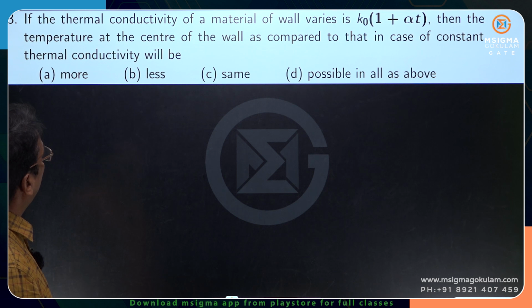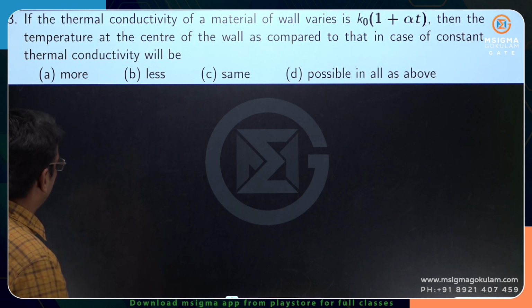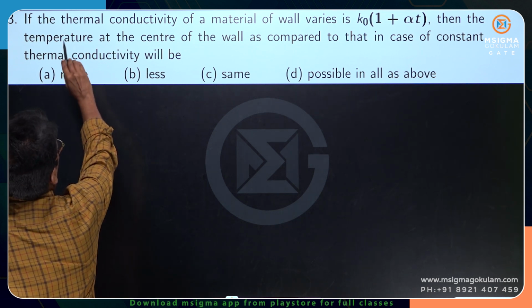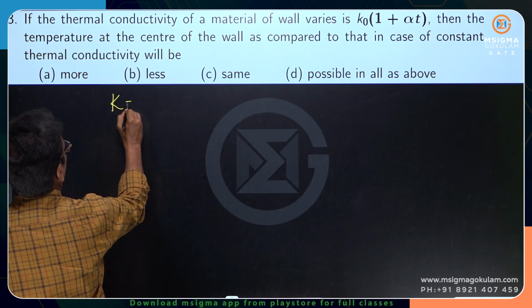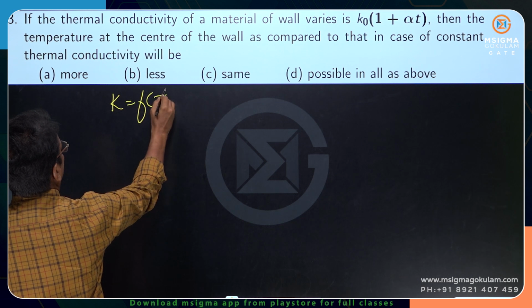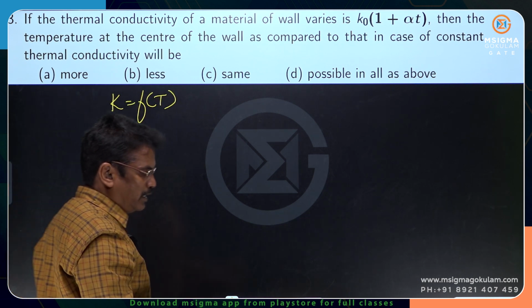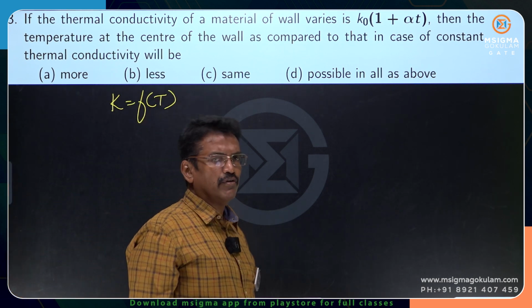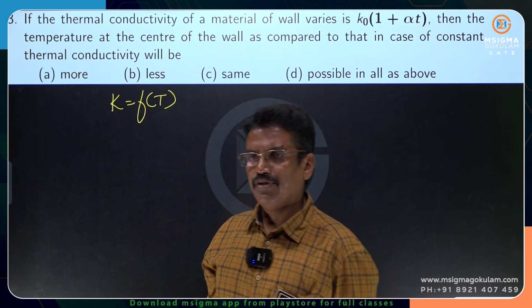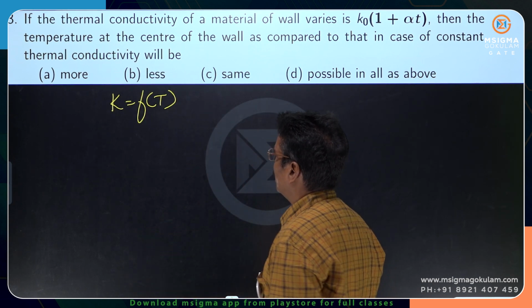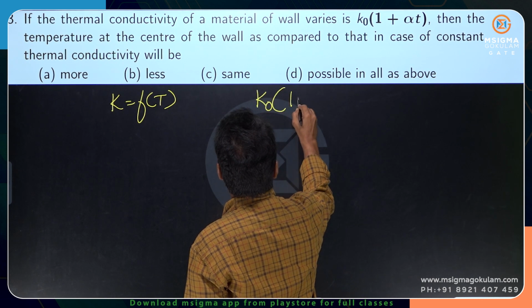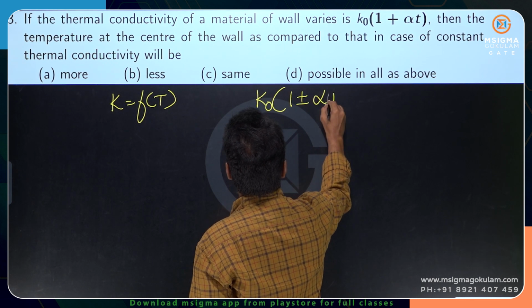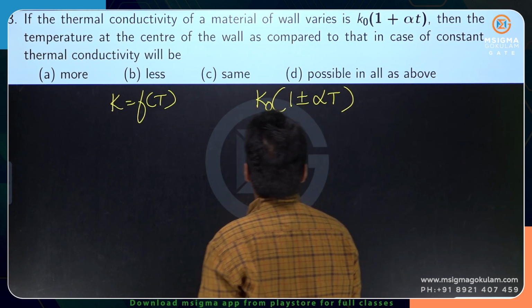So, this is the variable thermal conductivity. Generally in this question, the thermal conductivity of a material may be a function of temperature. In all the earlier cases, we have assumed conductivity as a constant. In some cases, conductivity may become a function of temperature. It can be K0 into (1 plus or minus alpha T), where alpha is some constant.